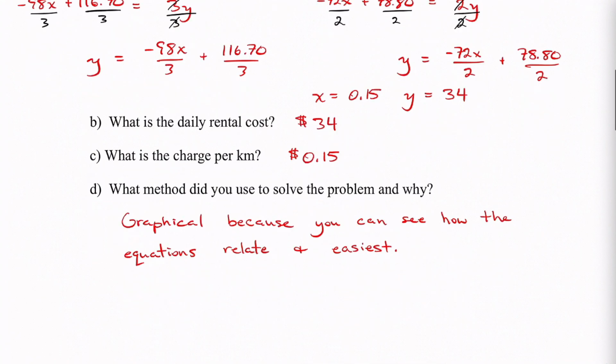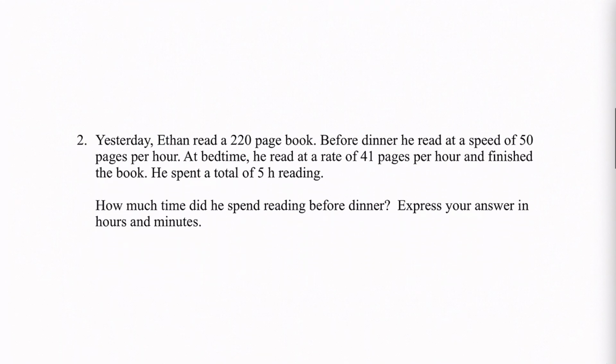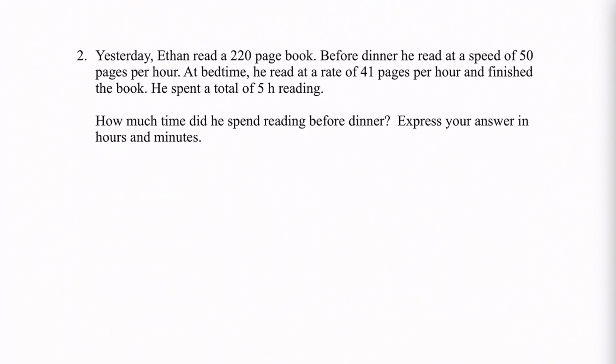So we got one more example that we're going to do, number 2 here. It says, yesterday Ethan read a 220-page book. Before dinner, he read at a speed of 50 pages per hour. At bedtime, he read at a rate of 41 pages per hour and finished the book. So he's read the entire book, and he read at 2 different rates. He read at 50 pages per hour, and then later he read at 41 pages per hour. And then lastly, it says he spent a total of 5 hours reading the book.